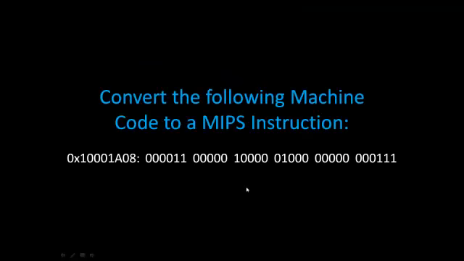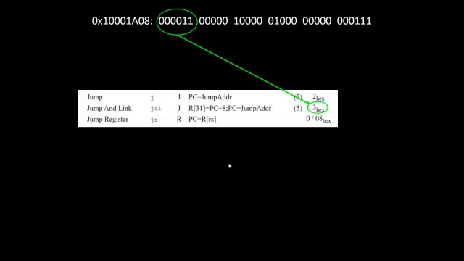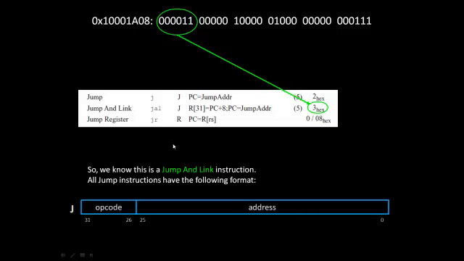Now, our last example, we're going to be working backwards. We're going to be given machine code, and we're going to convert it into a MIPS instruction. We first start off by looking at the opcode and seeing what its corresponding instruction is on the MIPS reference sheet. As you can see here, our opcode is 3, which corresponds to the jump and link instruction. So, at this point, we know that we're working with a jump and link instruction, and we also know that all jump instructions have this following format right here.